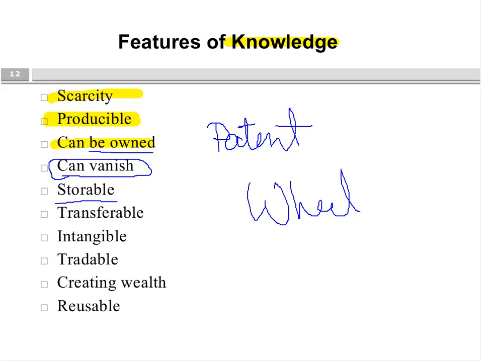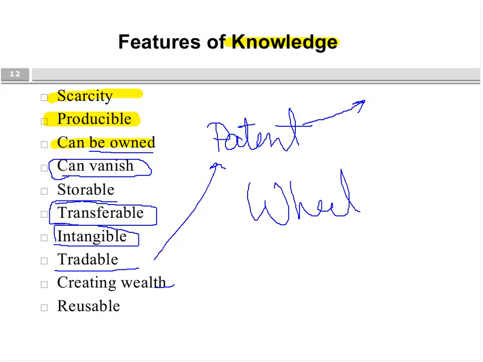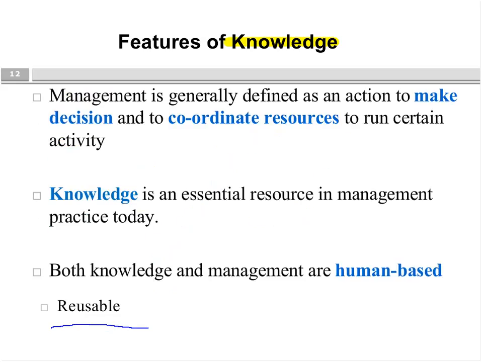You store all your knowledge nowadays in your computer. It's transferable. When you email someone, you transfer your knowledge through PDF attachments. It is intangible, and it can be tangible. It's tradable. You can sell your patent to a third party. It's wealth creating. You can license McDonald's patent to people and make a lot of money out of it. Now you have McDonald's everywhere. The knowledge of McDonald's is patentable, and it's reusable. You can use it, reuse it, and that's it.